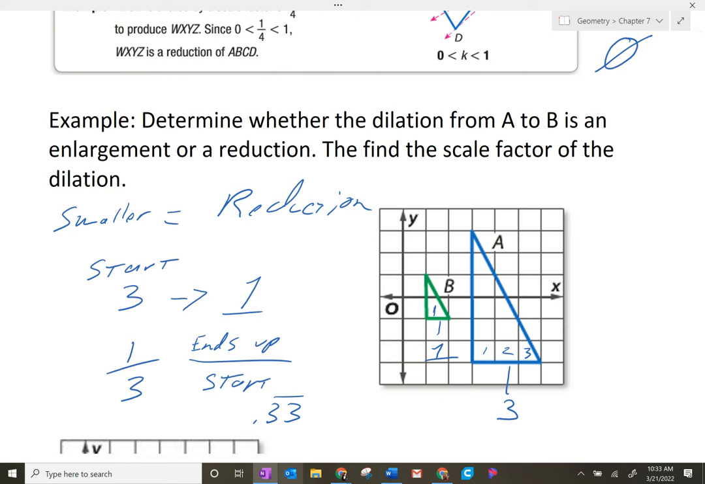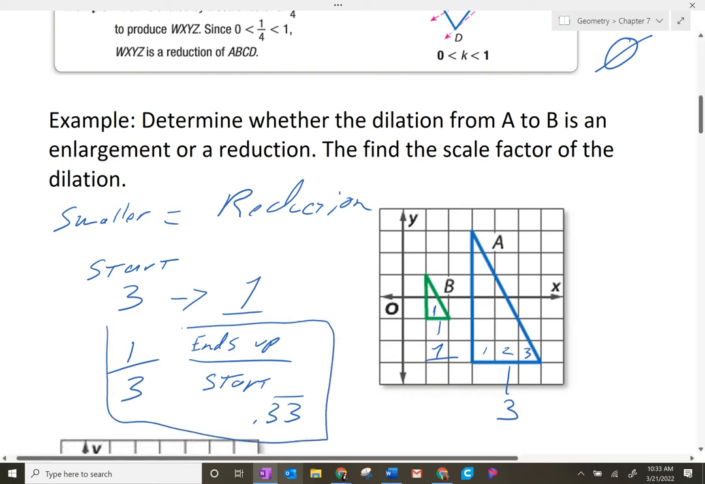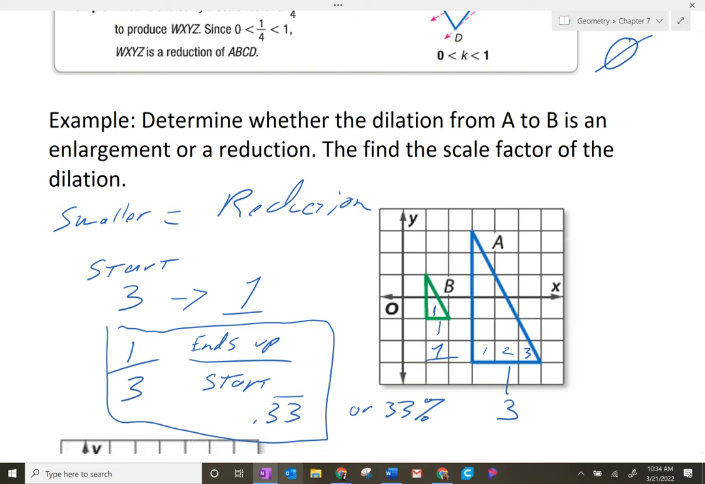How do I change a decimal into a percentage? You just move that decimal place over 2 spots. So I'm going to put a little box around this. That's the reduction. If I multiplied it by 0.33, that's how it would change. Or I could say it is a 33% reduction, because again, I take this number and move that decimal place over 2 spots. So my scale factor is 0.33, or if it's asking for a percentage, it'd be 33%.